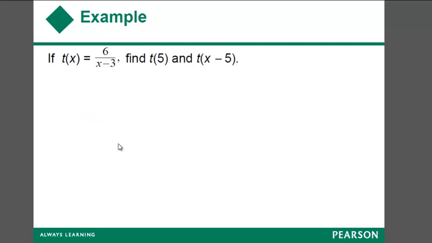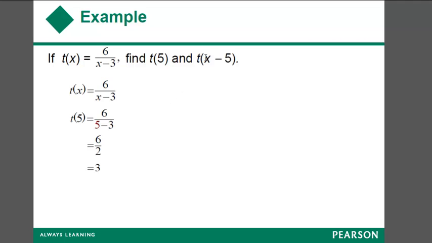Let's try another one. This one looks a little bit scary, doesn't it? Let's start out with, for t of x equal to 6 over x minus 3, find t of 5. All I'm going to do is replace the x with 5. Notice I've rewritten the original problem and then right underneath it replaced the x with 5. And then I will simplify. 5 minus 3 is 2, so 6 divided by 2 is 3. So t of 5 is equal to 3.